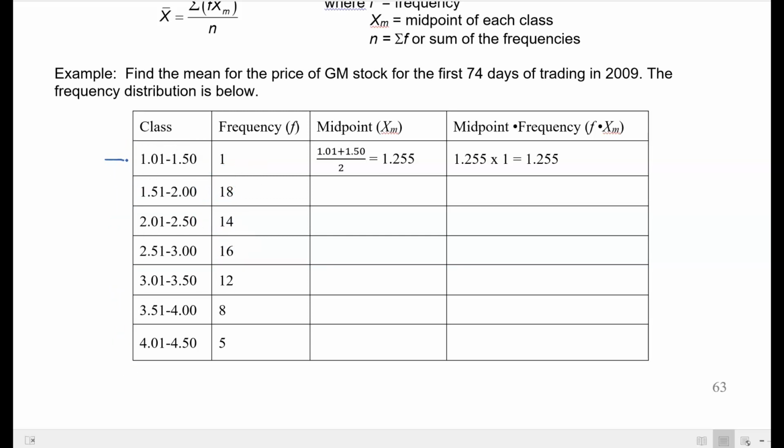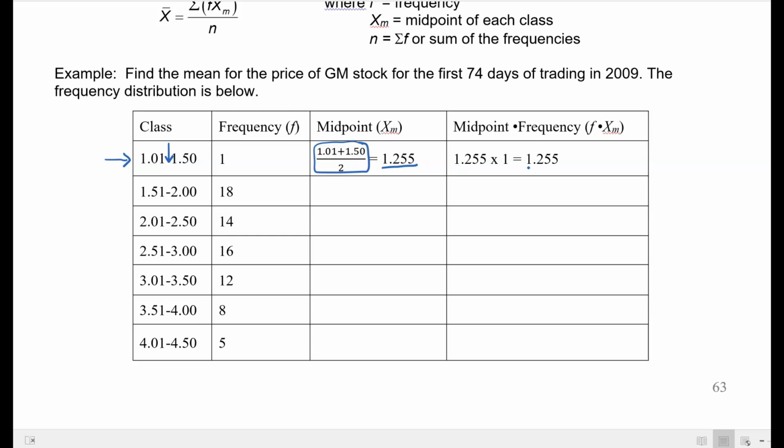So let's look at this first class, $1.01 to $1.50. We're going to find the very middle of that class by adding up those two numbers and dividing by 2. That's going to give us the midpoint of the class. You can see that work right here: 1.01 plus 1.50 divided by 2, and we find that the midpoint is 1.255. That's the number directly in between 1.01 and 1.50. That's the approximate value in between that range, and then we're going to multiply it by the frequency.